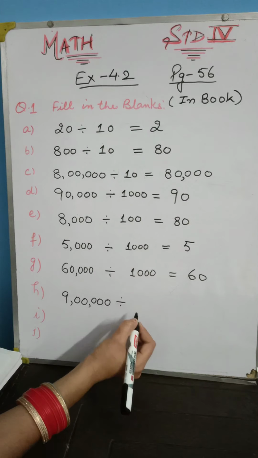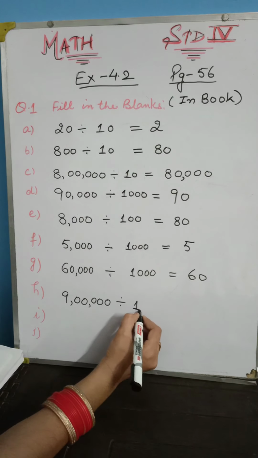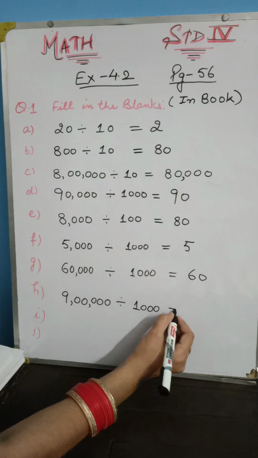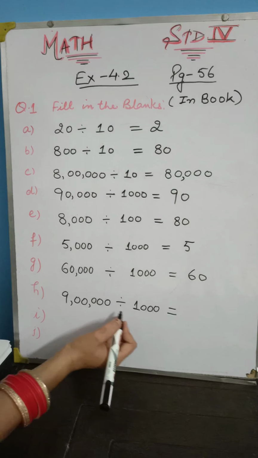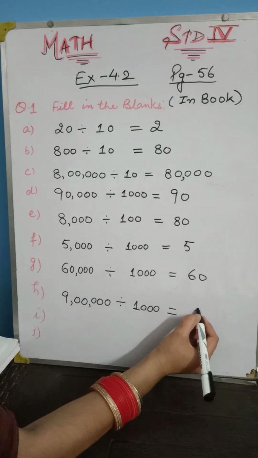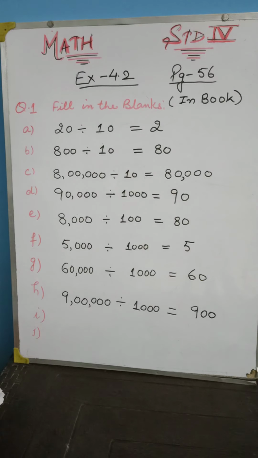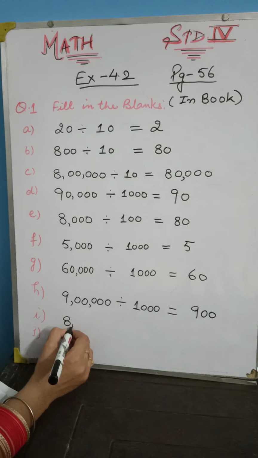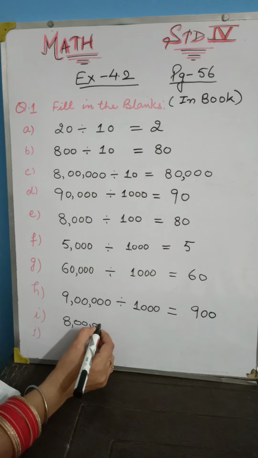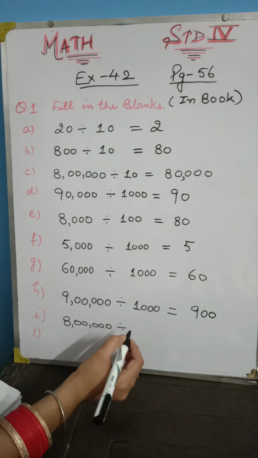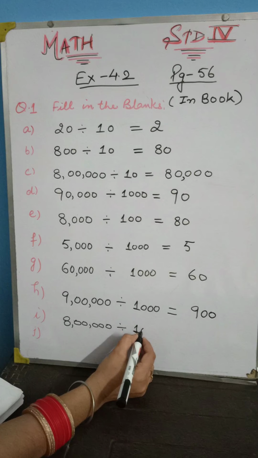9 lakh divided by 1000. 3 zeros and 3 zeros will cancel out. What is left? 900. And the last is the Q part, 8 lakh divided by 10,000.